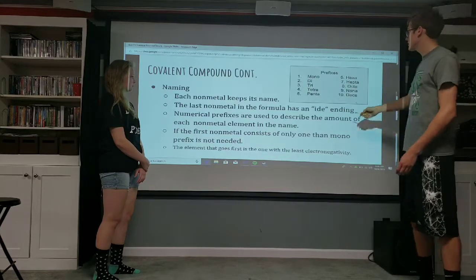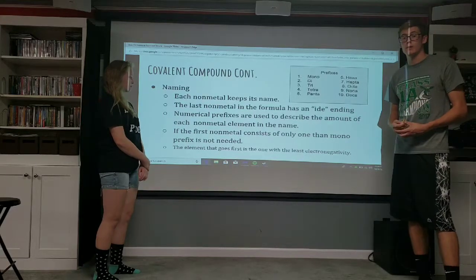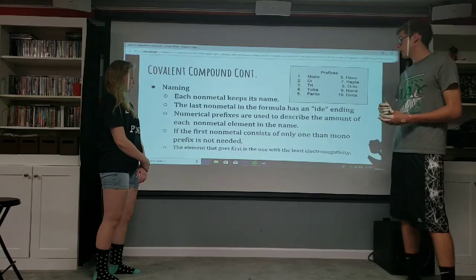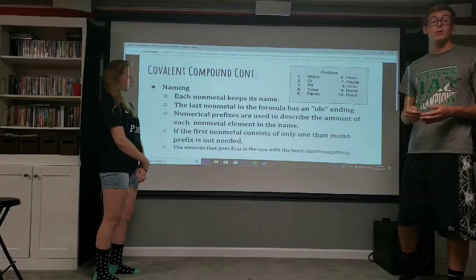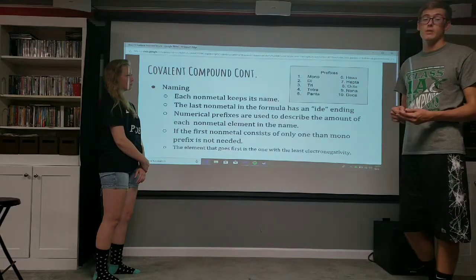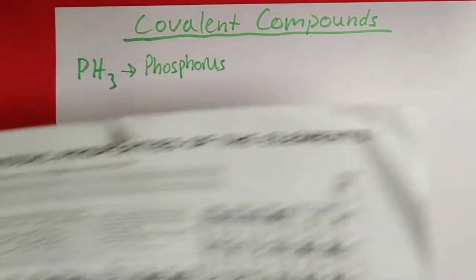Numerical prefixes, as seen in the top right corner here, are used to describe the amount of each nonmetal in the molecule. If the first nonmetal consists of only one element, then the mono prefix is not needed. The element that goes first in the chemical name is the element that has the least electronegativity. The covalent compound we have today is PH3. These both consist of nonmetals. To figure out which one we would write first in our formula, we would look at the electronegativity of them on the back of our periodic table.